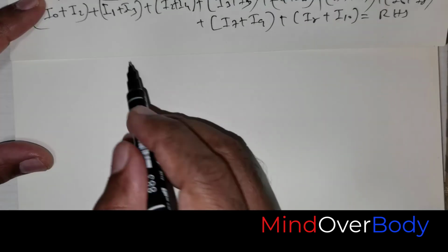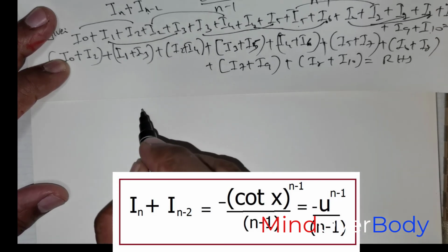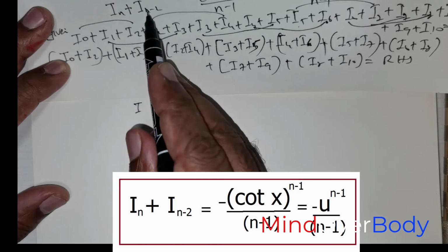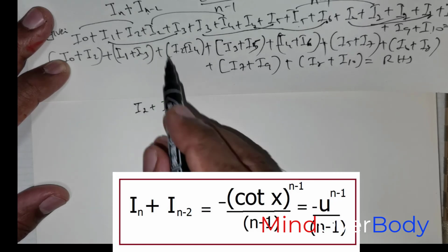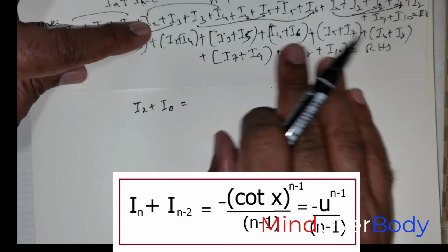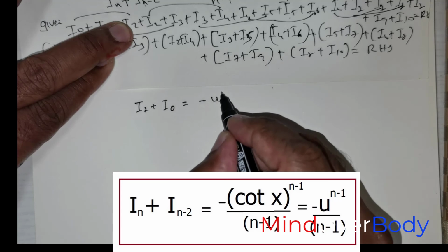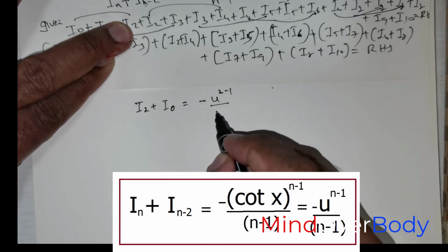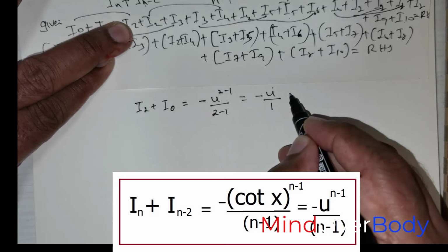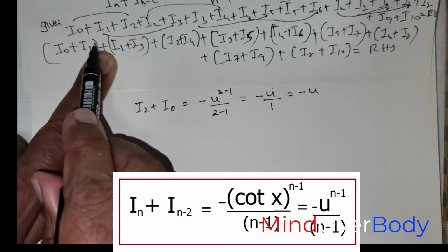So let's do that. I'm going to take n is equal to 2. Now if n is equal to 2, this would give me I2 positive, I0. This is equal to, I need to substitute n is equal to 2, so it's going to be negative u raised to the power of 2 minus 1 divided by 2 minus 1, which is equal to negative u raised to the power of 1 divided by 1, which is nothing but negative u. So that's fine. I've got I0 positive I2.